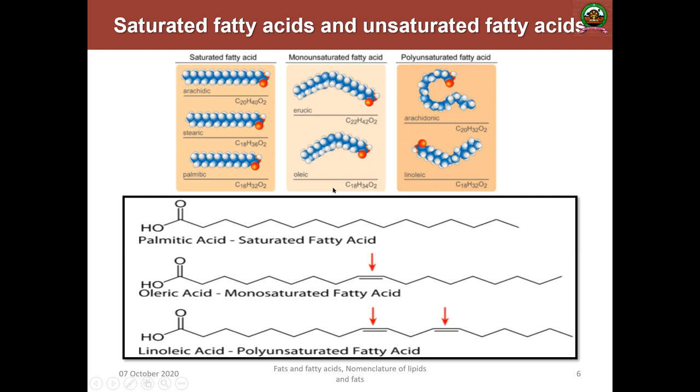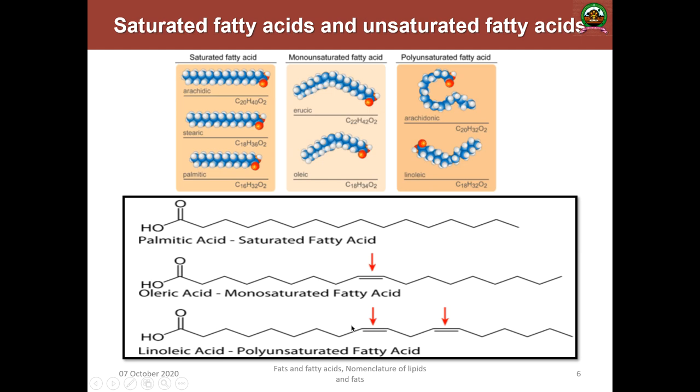Then monounsaturated fatty acids such as erucic acid and oleic acid. Okay, so oleic acid is a monounsaturated fatty acid. Here you can see C double bond O, COOH. Then you can see this side chain. Okay, if it is simply given, that will be CH2 residues. And why is it a monounsaturated fatty acid? There is a double bond in the middle position of the chain. Only one double bond is present. Okay. Then polyunsaturated fatty acids, arachidonic acid and linoleic acid. Here you can see COOH, the carboxylic acid group and the long chain fatty acid.